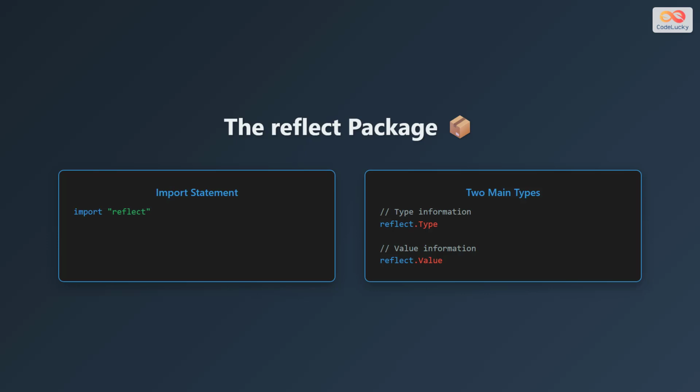The reflect package is the core of reflection in Go. To use it, you'll need to import it into your program using the statement import reflect. Within this package, there are two fundamental types to understand. The first is reflect.Type, which provides information about the type of a variable. The second is reflect.Value, which gives you access to the value of a variable.